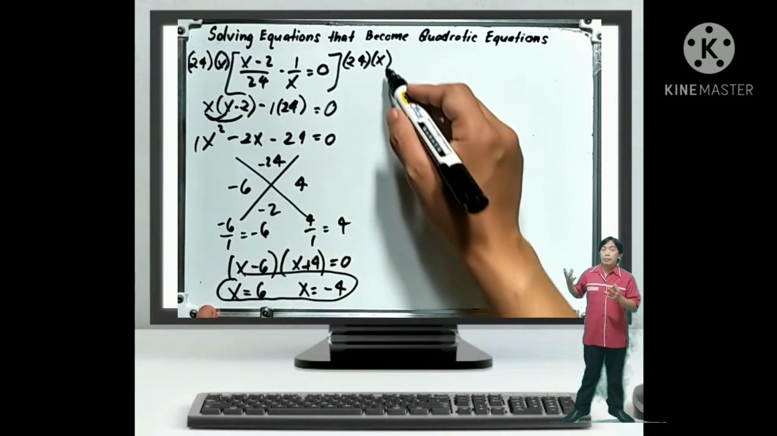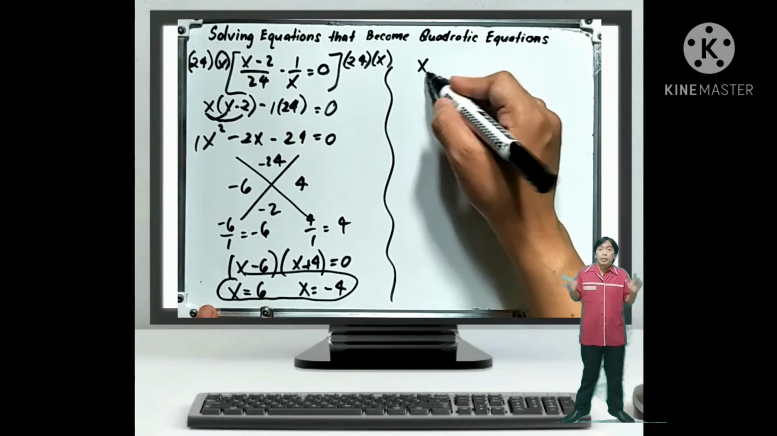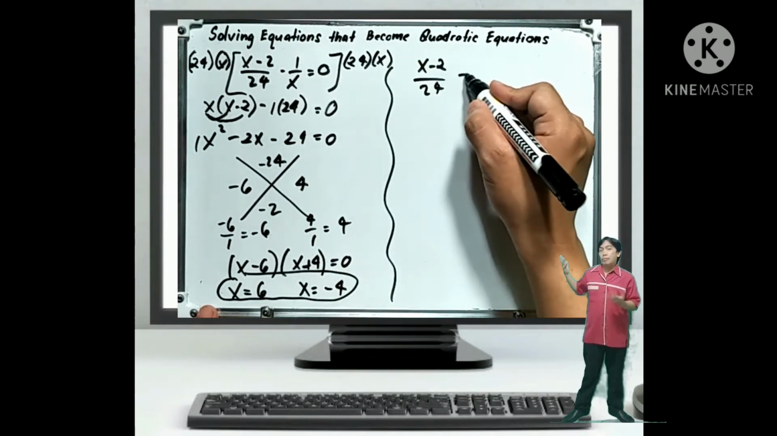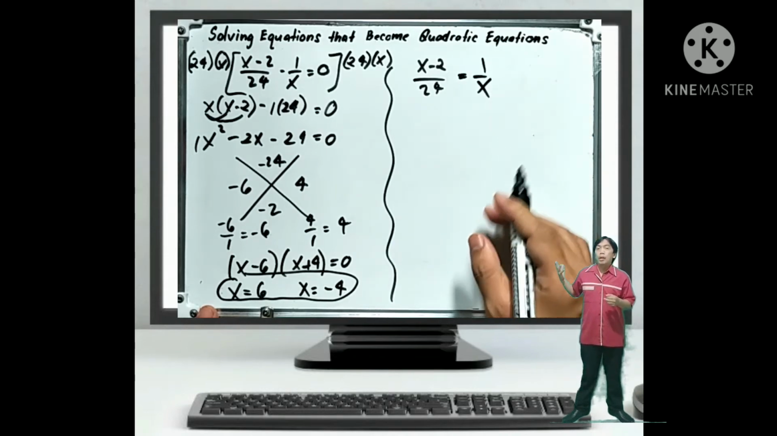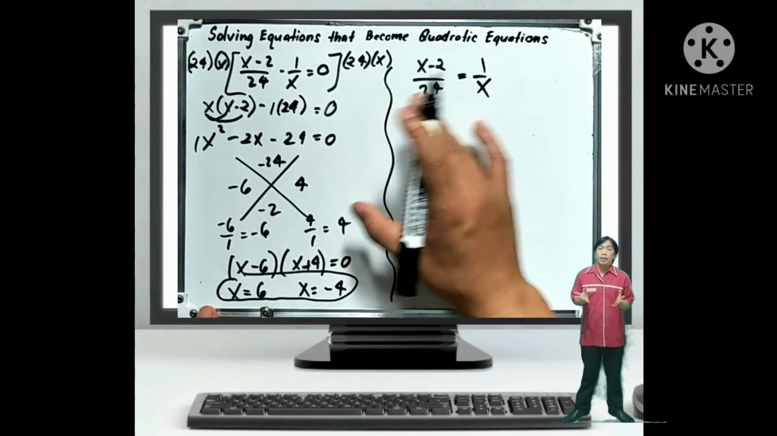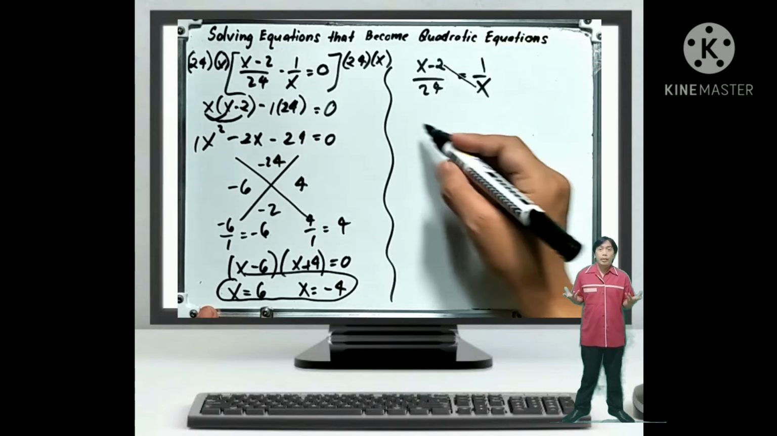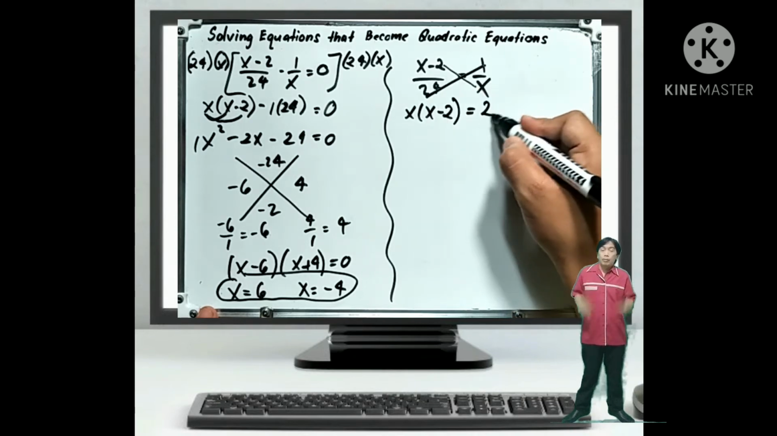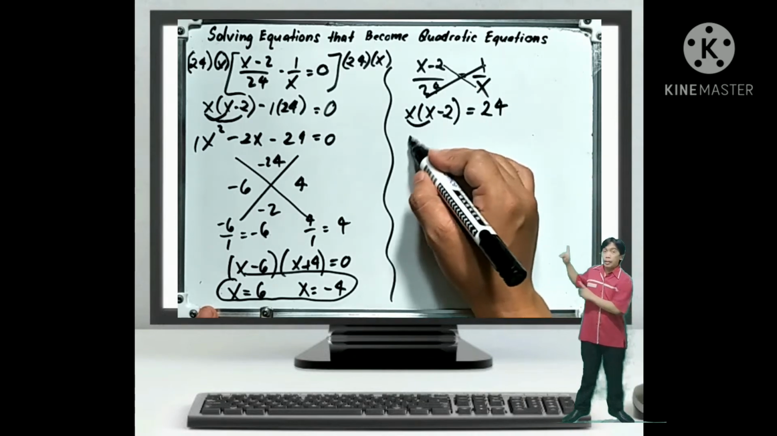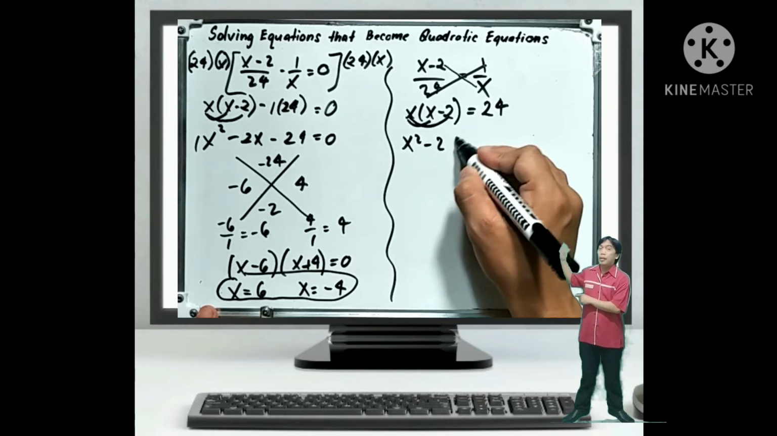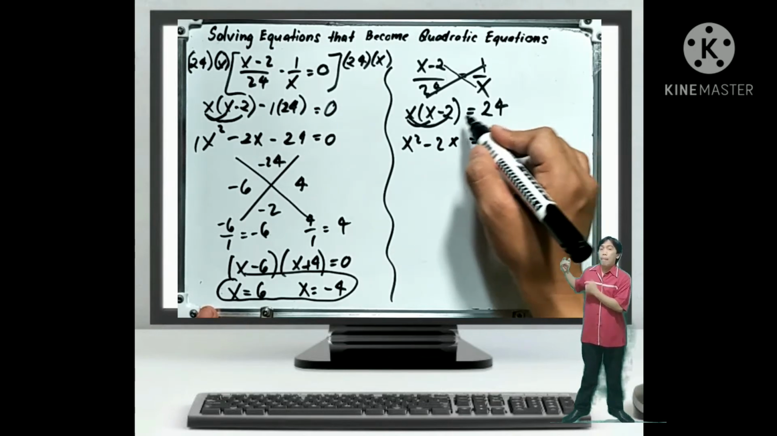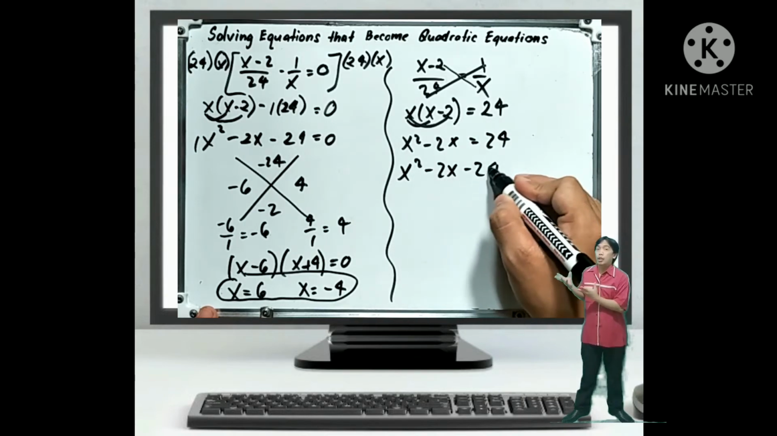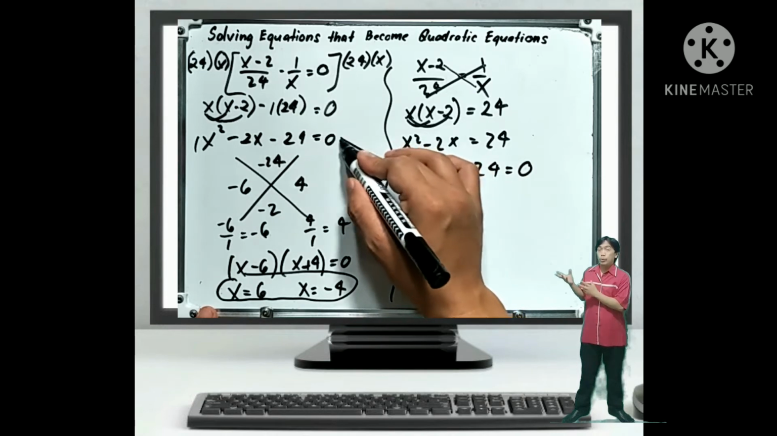Now, another way in solving for this is, let's try to copy x minus 2 over 24. Let us just transpose it to the right side, so that will become positive. Okay, now, if I have here 2 fractions, one on the left, one on the right, let us just cross multiply. So we have x times the quantity x minus 2 is equal to 24 times 1 is 24. Let's distribute this: x squared minus 2x is equal to 24. Transposing 24 to the left side, x squared minus 2x minus 24 is equal to 0, which is the same as this one, right?